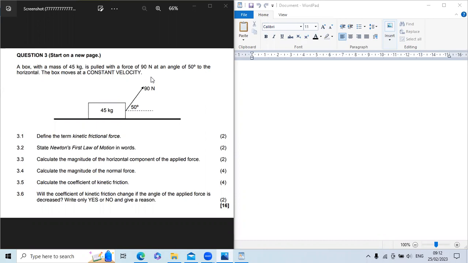I showed you Zach and Jason in class why constant velocity means acceleration is equal to zero. So I don't think we should get deep into that.